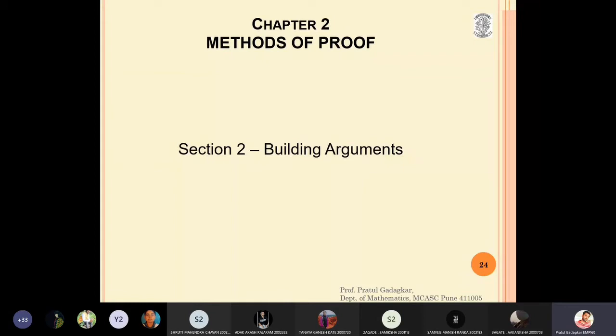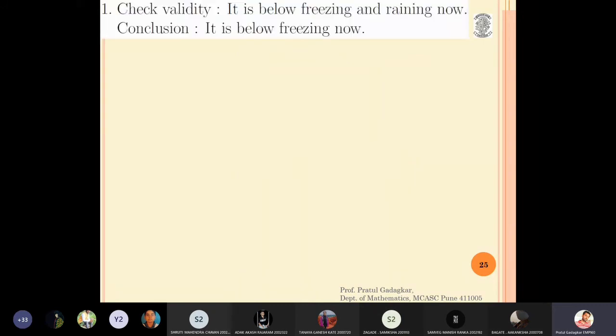Now we will start with the second section of this chapter, which is building arguments, and we will check the validity of the arguments. I will start with some problems so that it will be clear how we build arguments and solve the problems for validity. Let us solve the first problem now. The question is, check the validity. It is below freezing and raining now. The conclusion is that it is below freezing now.